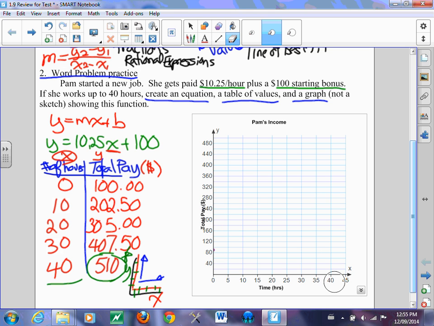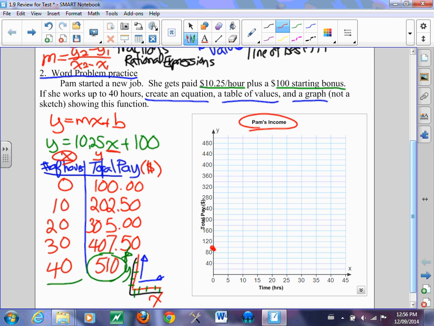All right, so now you've got everything set up, ladies and gentlemen. Each axis has a scale, a title, and don't forget to give yourself a graph title. I just chose Pam's income. And now we're going to plot these points. Just remember they're ordered pairs, so I've got 0 and 100.